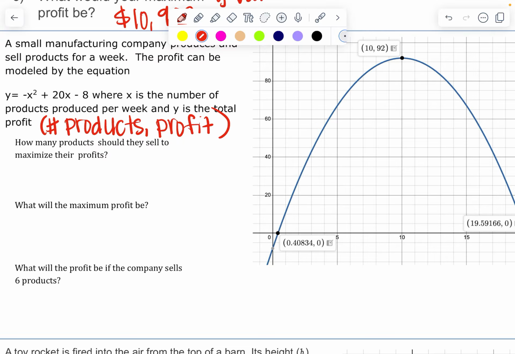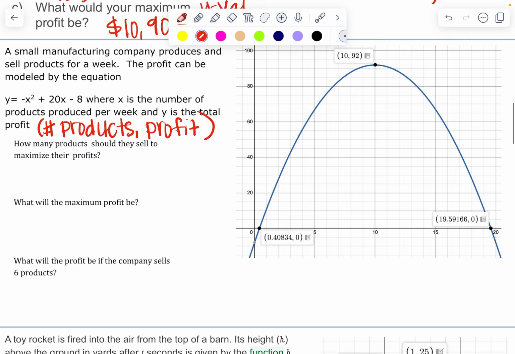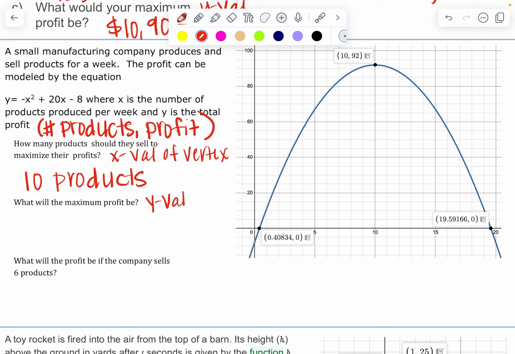How many products should they sell to maximize their profit? So they're asking about the number of products. That's the X value of the vertex, which is 10. So they only need to sell 10 products to maximize their profits. What is their maximum profit? That's the Y value of the vertex, which is $92.